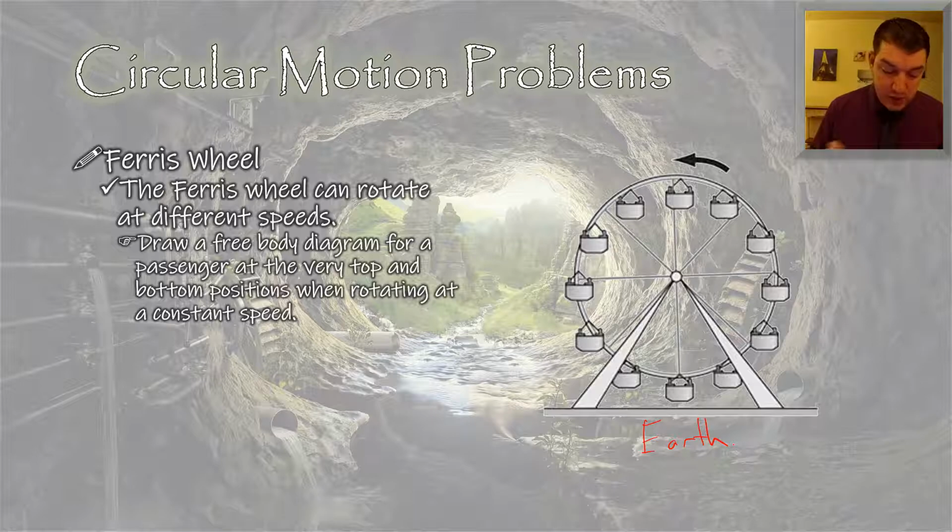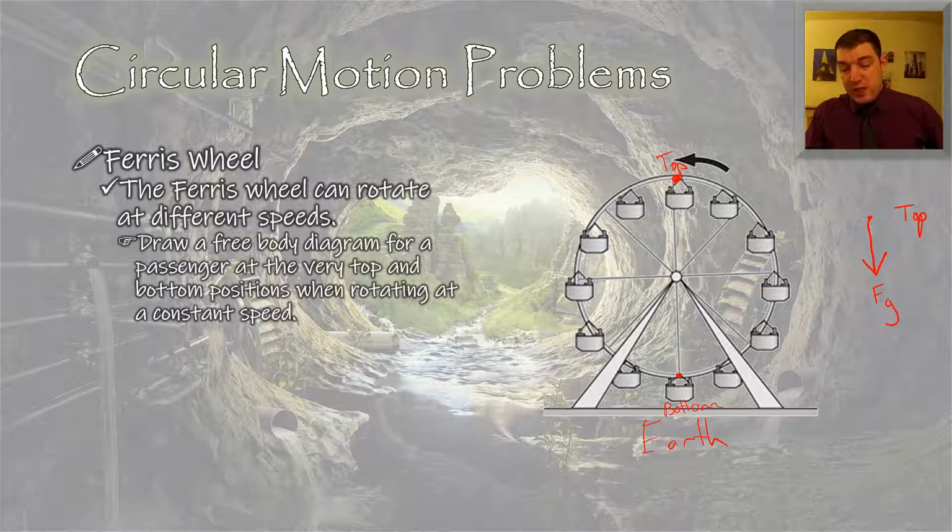So the first question is to draw a free body diagram for the passenger at the very top, so we're looking at this top location, and at the very bottom, so we're looking at this bottom location. If we were looking at the top, there's one thing that's obvious: there's the force of gravity, right? We're near Earth, so there's weight, or gravity, pulling downward.